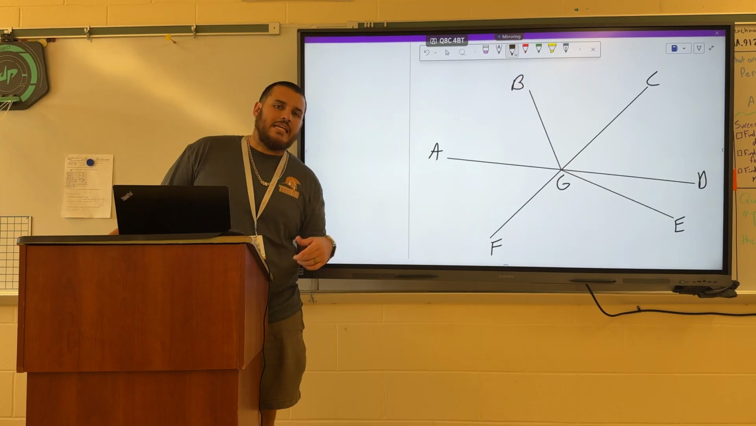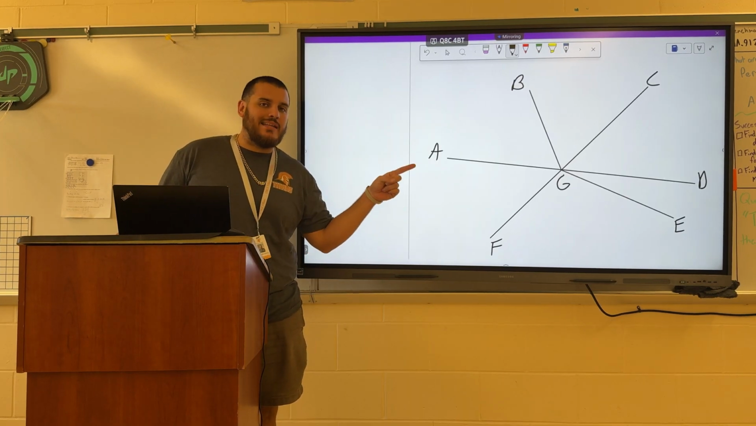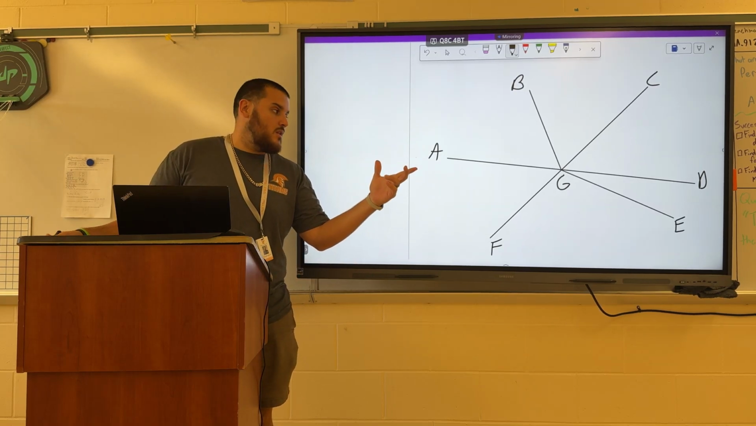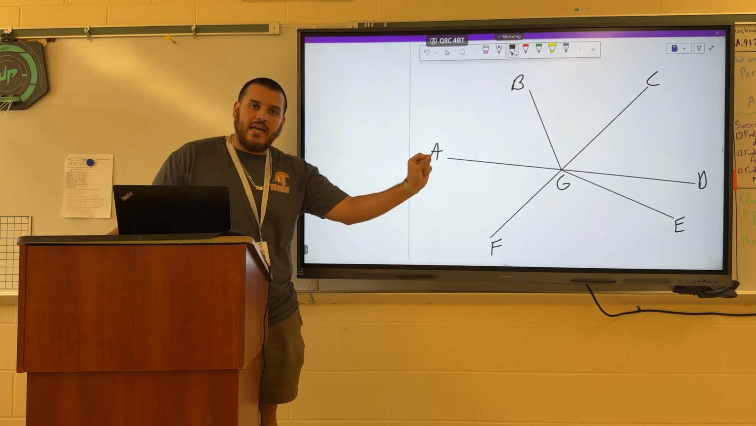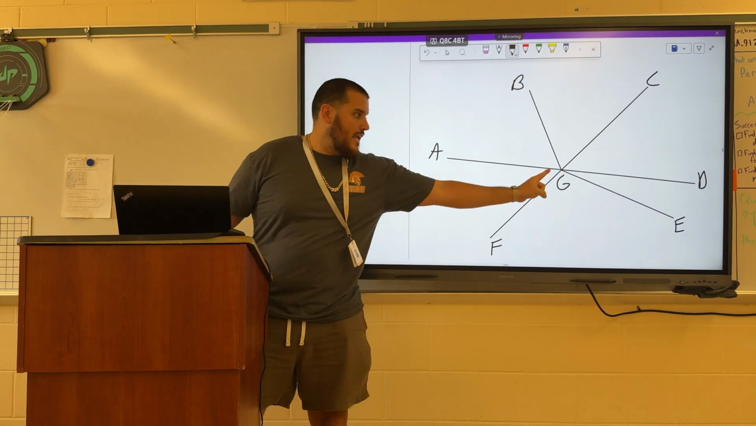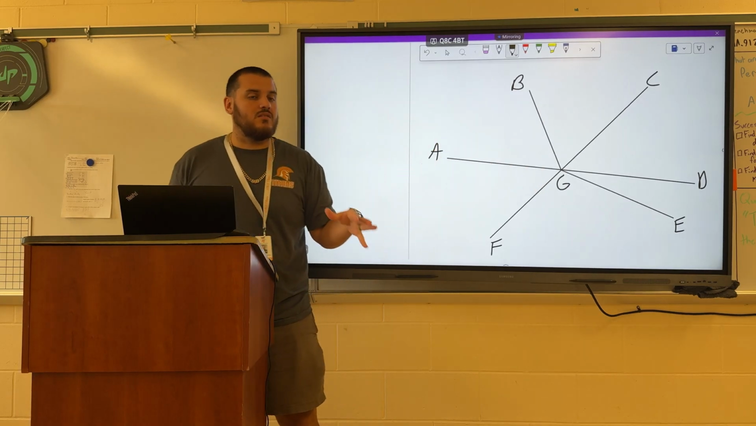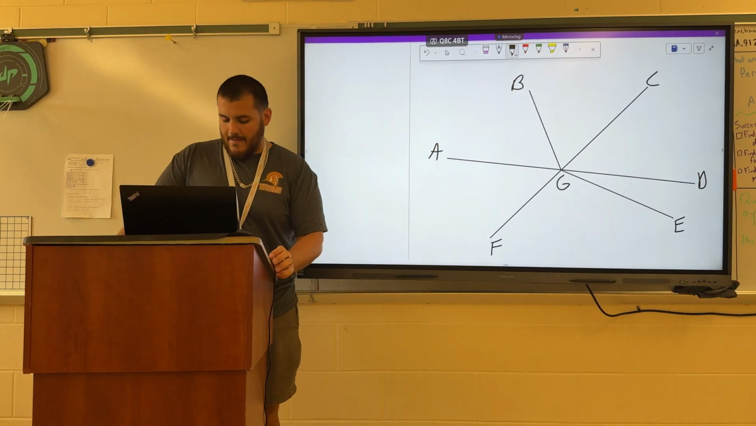So the depth that we want to get to is to be able to name or identify any angle in a figure like this. The first thing I want you to notice here is that all the sides of the angles in here end at point G. So G is the vertex for everything in here. So any angle needs to have G in the middle.